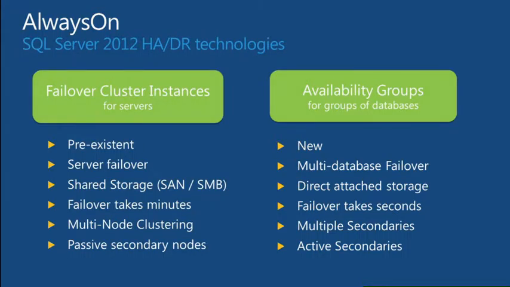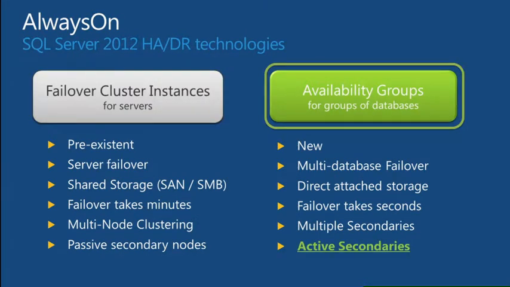We have this notion of multiple secondaries. So you can have up to 4 secondaries. You can have your primary and 4 secondaries distributed in the environment, and all of these secondaries can be active. So in this session, we're going to talk about availability groups, and we're going to talk about how to use active secondaries in availability groups. Okay?